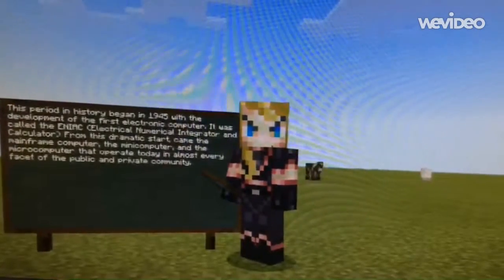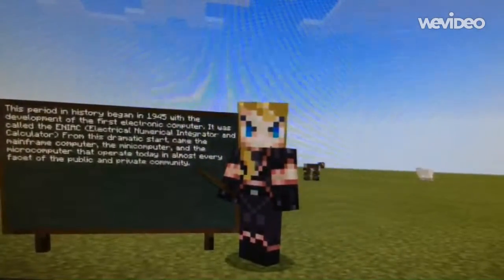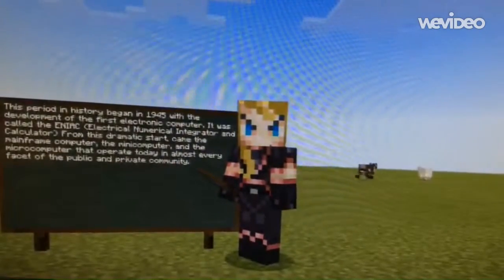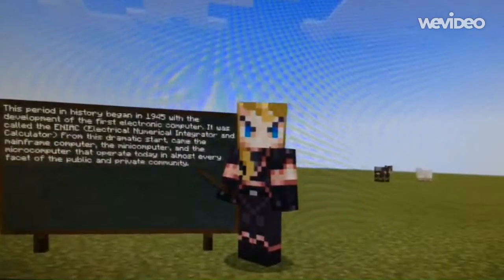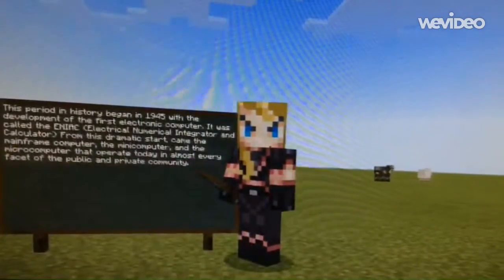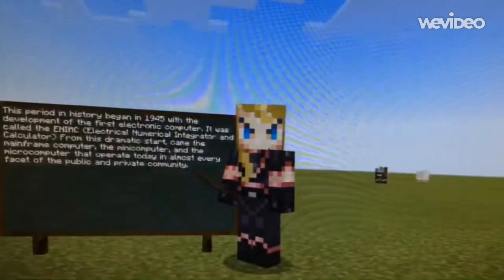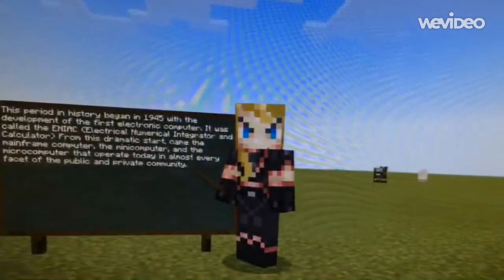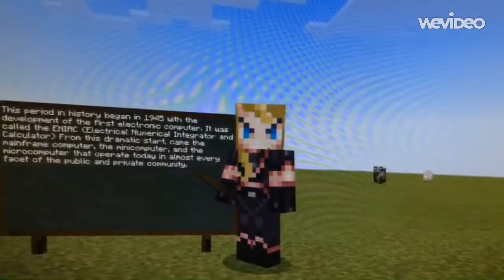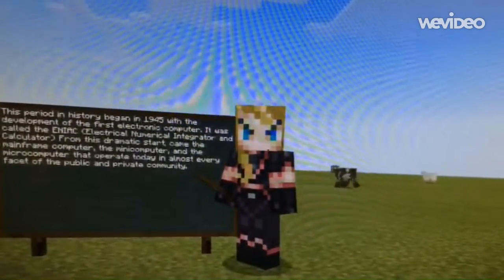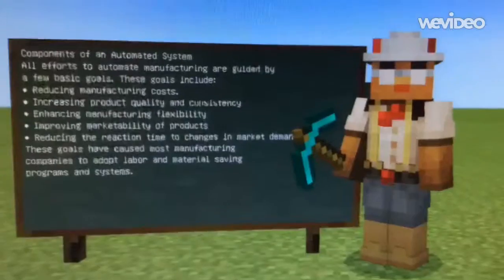This period in history began in 1945 with the development of the first electronic computer. It was called the Electronic Numerical Integrator and Calculator. From this dramatic start came the mainframe computer, the minicomputer, and the microcomputer that operate today in almost every facet of the public and private community.